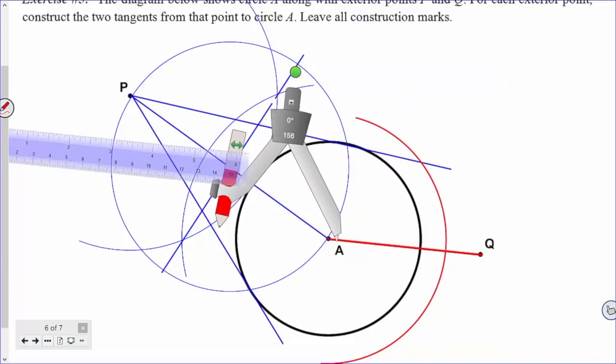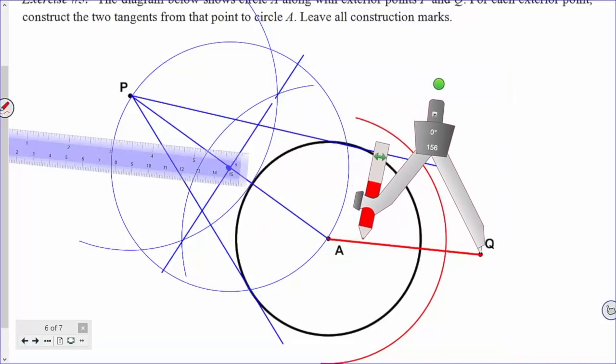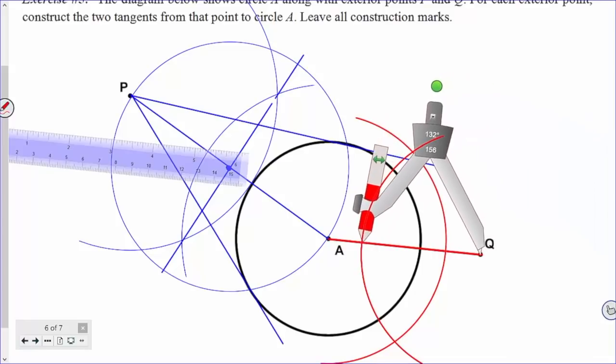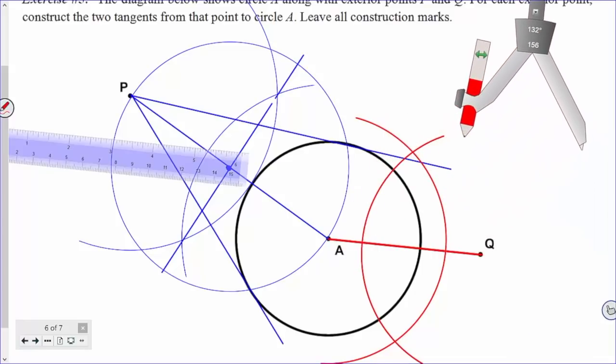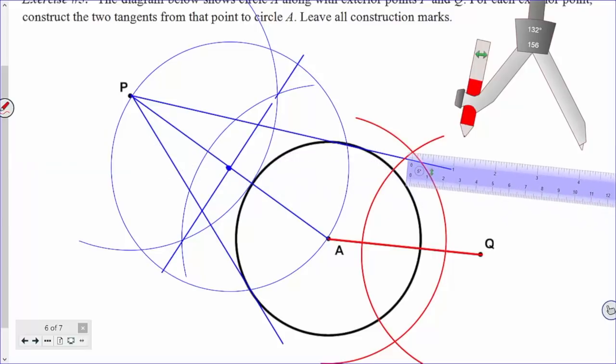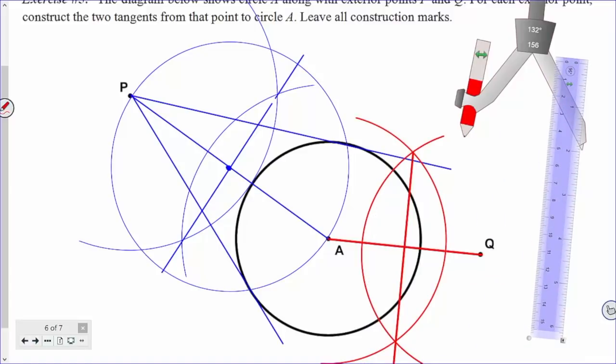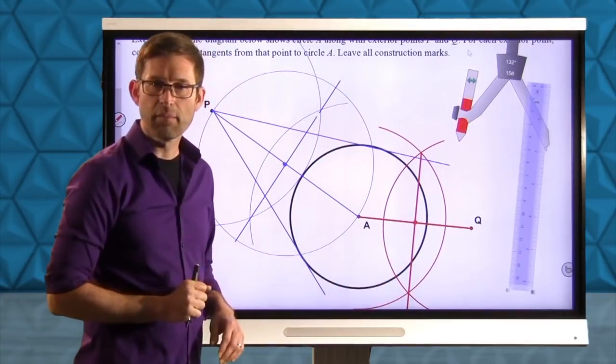And switch. Try to get that point a little bit better on there. Perpendicular bisector. Move this out of the way. Bring my ruler in. It's interesting, I feel like we do all of this just to find the midpoint of that line segment that connects the center of the circle with the exterior point. All right. We now have the midpoint of that line segment.